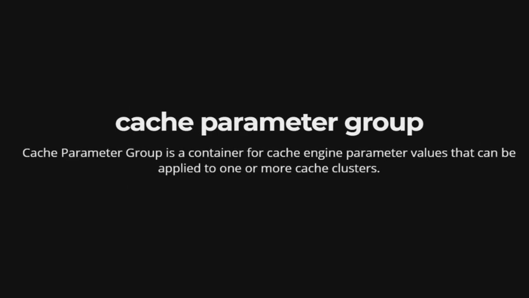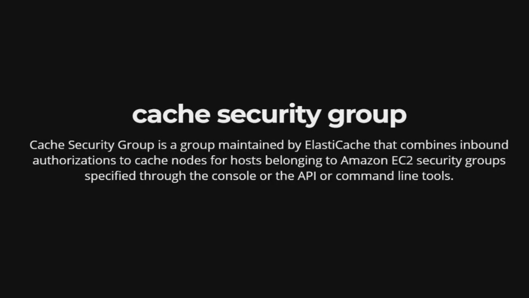Cache parameter group. Cache parameter group is a container for cache engine parameter values that can be applied to one or more cache clusters. Cache security group. Cache security group is a group maintained by ElastiCache that combines inbound authorizations to cache nodes for hosts belonging to Amazon EC2 security groups specified through the console or the API or command line tools.